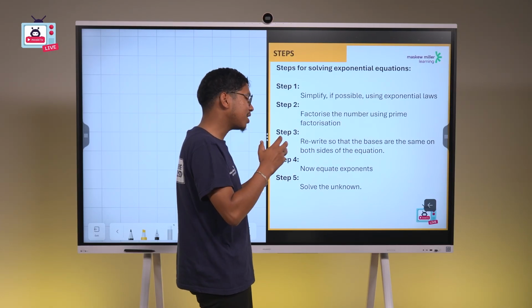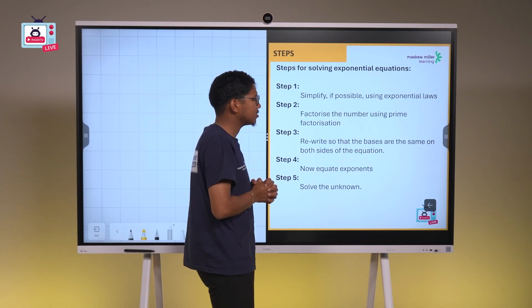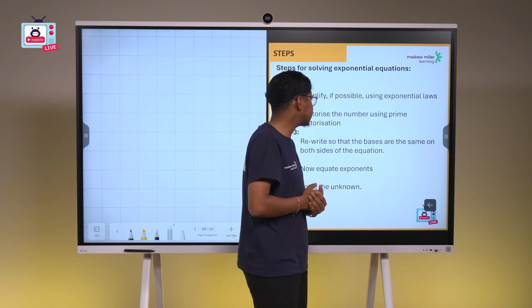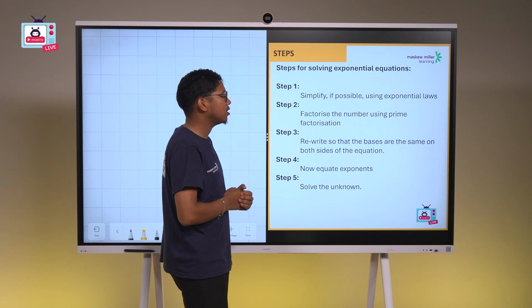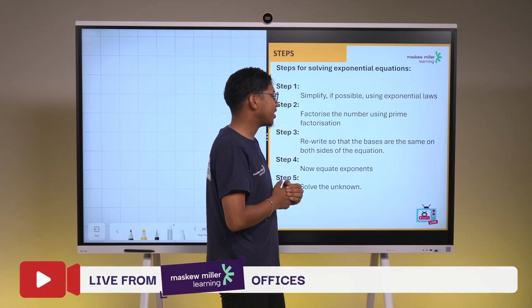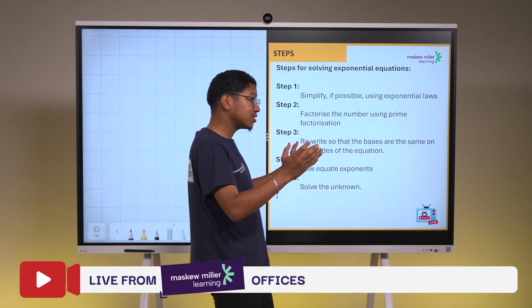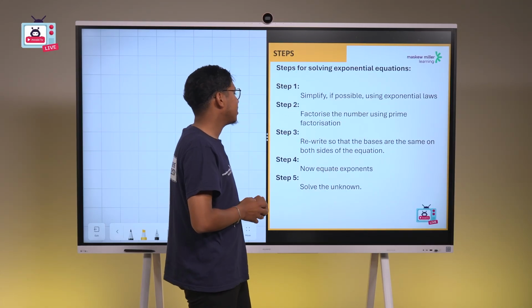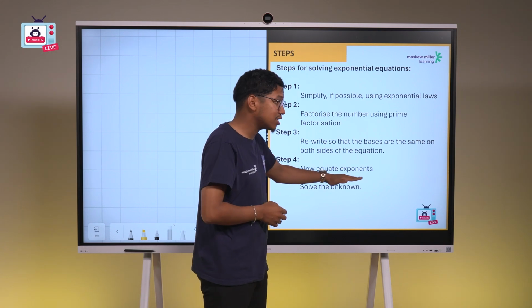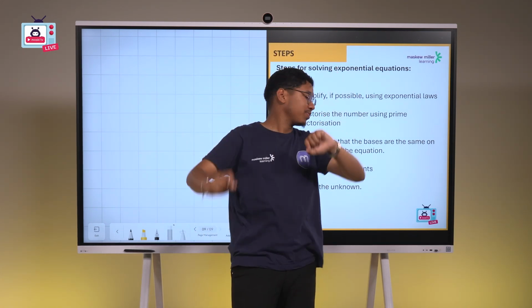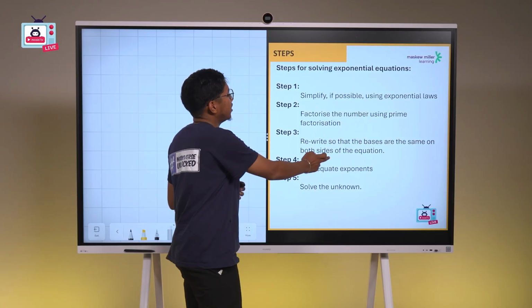So what are the steps to solve exponential equations? As far as possible, simplify using your exponent laws, and then factorize the number using prime factorization. Rewrite it so that the bases are the same on both sides of the equation, on my left-hand side and my right-hand side. And then now we're going to equate the exponents, meaning put the exponents or the powers equal to each other. And lastly, solve for the unknown.